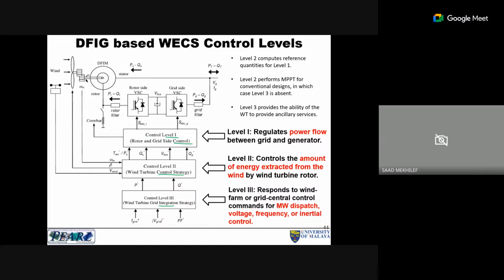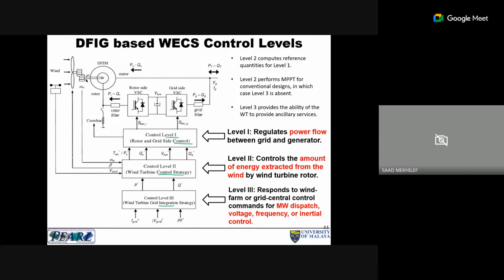And what you can see here, through the control of the switches that we supply to the inverter, we can control this. And then level 2 controls the amount of energy extracted from the wind turbine. So we control the amount of energy by the turbine rotor. So that's actually level 2, how much power we can extract from the wind turbines.